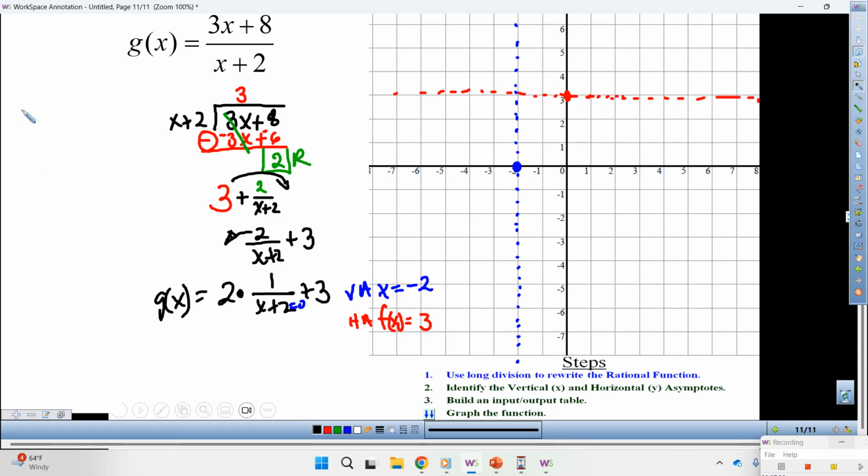Fine. x, g of x. All right, and from this point forward, I only need 2 values. Is that correct? Tell me here what 2 values I'm going to use for x. What 2 values?